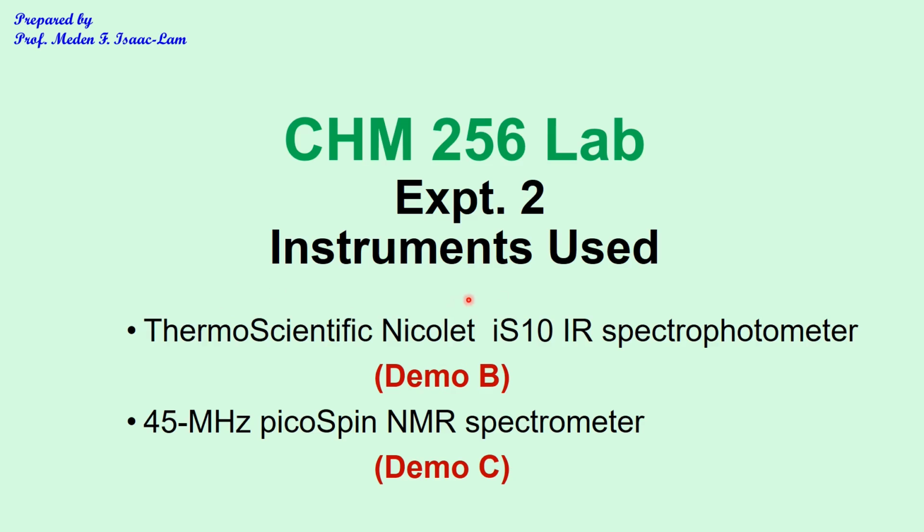Instruments used for this experiment are a Fisher Scientific Nicolet iS10 IR spectrophotometer. It is going to be shown in Demo B on how to use the instrument. And then a 45 MHz picoSpin NMR spectrometer will be shown in Demo C on how to operate the instrument. Both are demonstration videos.